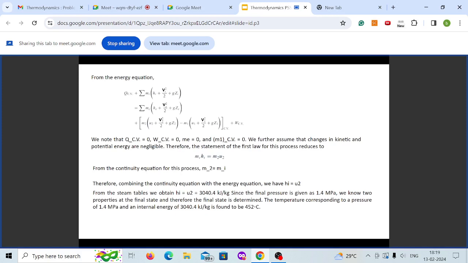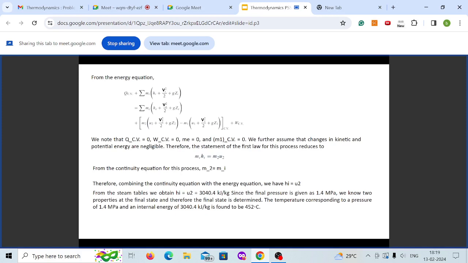So how to write this? We listed to the left side we have heat transfer, and then the energy brought in. So it's nothing but energy coming in is equal to energy going out. So that's what the expression signifies. So you have QCV. We assume the energy which is coming in is positive.